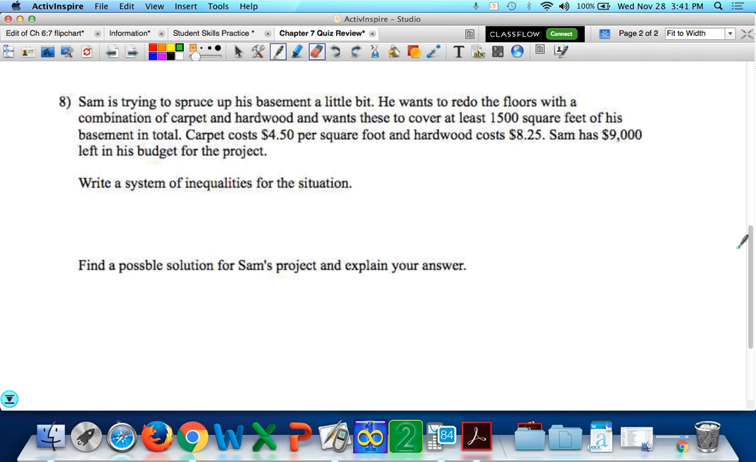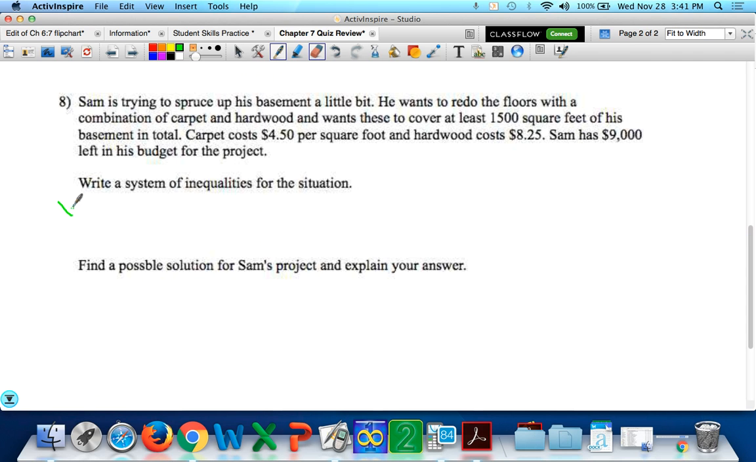More real world applicable is a problem like number 8. Sam's trying to spruce up his basement a little bit. He wants to redo the floors with a combination of carpet and hardwood. No, not at the same spot, but part of the house carpet, part of it hardwood, okay? He wants these to cover at least 1,500 square feet of his basement in total. Carpet costs $450, hardwood costs $825. Sam has $9,000 left in his budget for the project, okay?